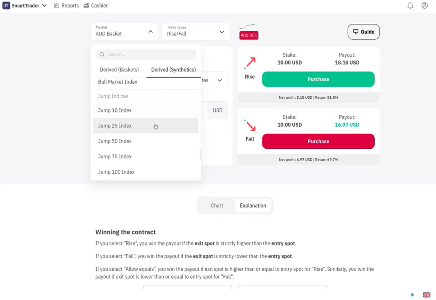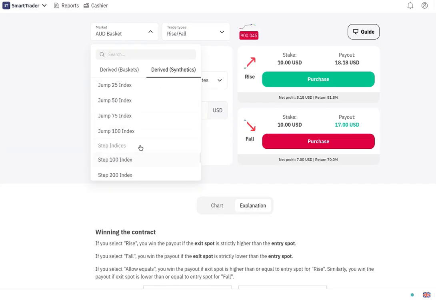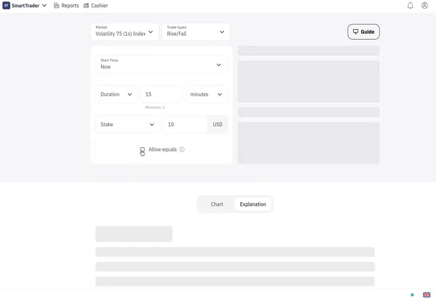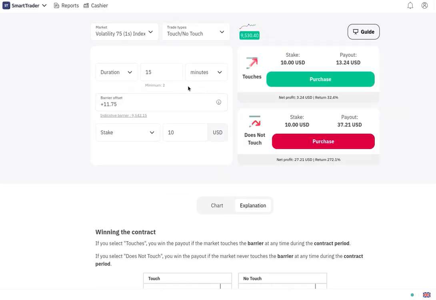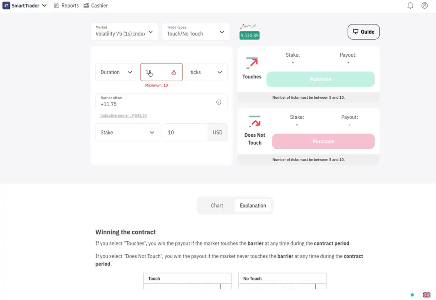Yes, Deriv synthetics. And we're going to be using the Volatility 50 (1s) Index. Then the trade types, you go for touch no touch. Okay, now change this to ticks. This will be 5 ticks.